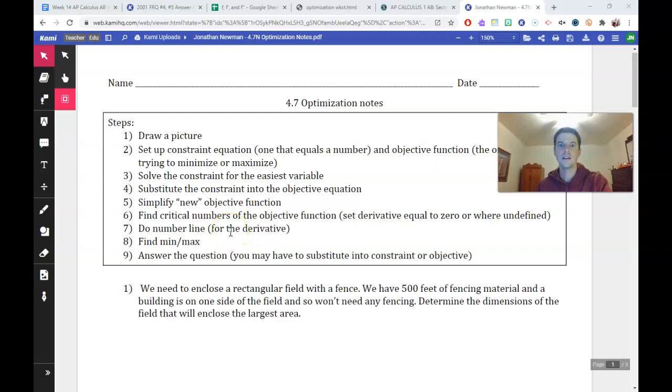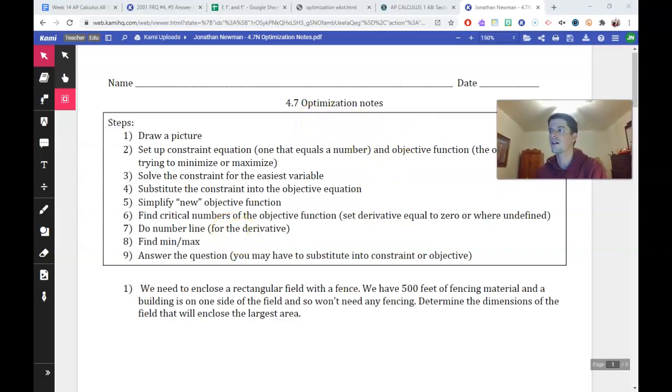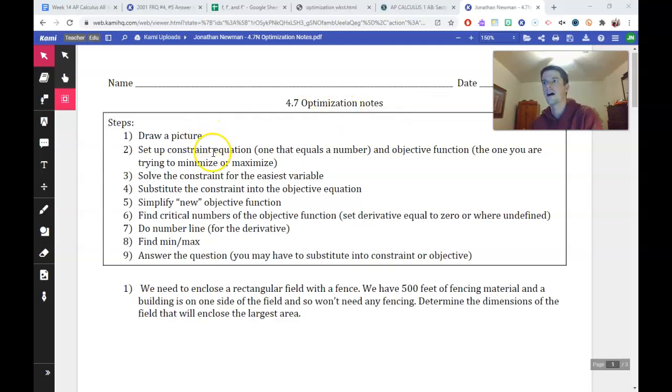Hey guys, Mr. Newman here, and today we're going to work on 4.7 optimization notes. There are a bunch of steps here that I'm really going to blow through, and I just want to get to doing the examples, because once you see the examples, all these steps make sense. Like constraint equation, objective function, what is this? Until you see a real example, it doesn't make a lot of sense.